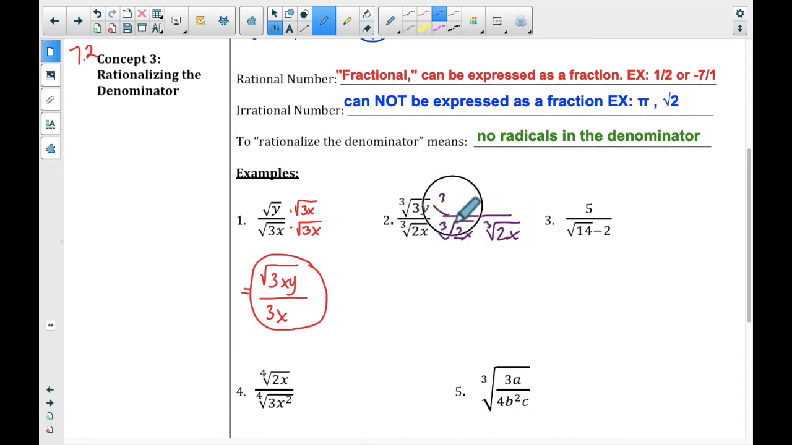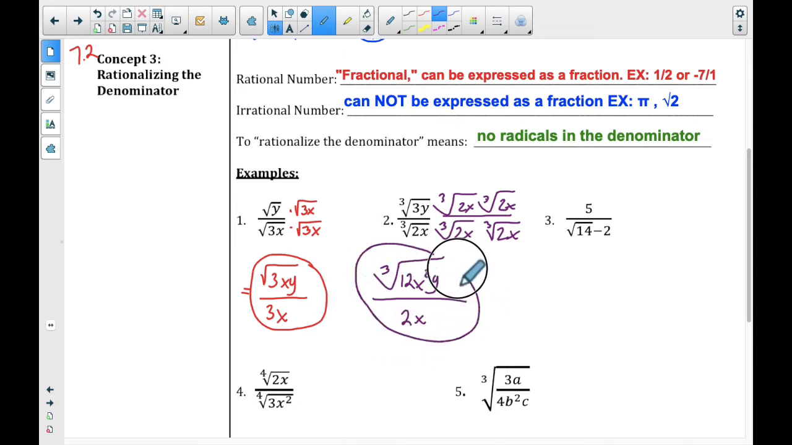So I'm going to write it out this way. And so what do we have? Well, in the numerator, we have a cube root. They're all the same root, so we can multiply them. 3 times 2 times 2 is 12. And we have x to the second, and we have y. In the denominator, we have 3 of them, and they're all the same thing, so that's just 2x. And that's how you simplify a denominator with a cube in it.